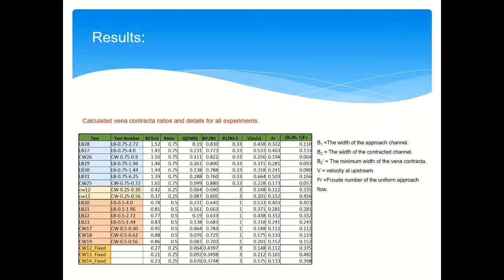This table presents the measurements for all the experiments. In this table, we indicate the velocity at upstream, and FR is the Froude number of the uniform approach flow at upstream. And also there is some data about the discharges, the contraction ratios, and velocity.